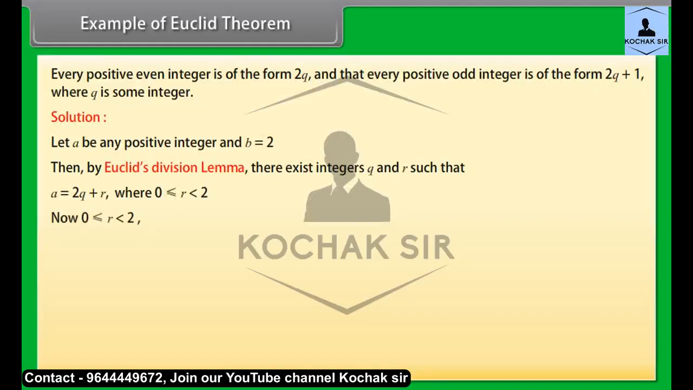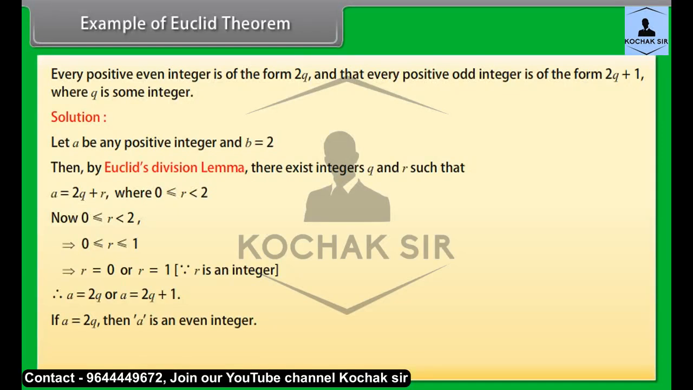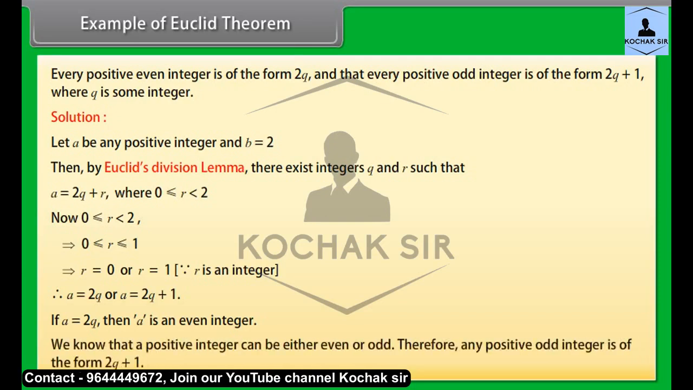Now, 0 ≤ r < 2 implies 0 ≤ r ≤ 1, which implies r = 0 or r = 1, because r is an integer. Therefore, a = 2q or a = 2q + 1. If a = 2q, then a is an even integer. We know that a positive integer can be either even or odd. Therefore, any positive odd integer is of the form 2q + 1.